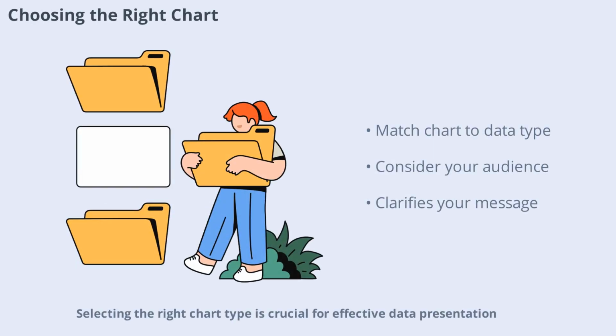Selecting the right chart type is crucial for effective data presentation. The choice depends on your data and the message you want to convey. For comparisons, bar charts work well. For trends, line graphs are best. To show proportions, use pie charts. And for relationships, scatter plots are ideal. Always consider your audience and the story you want to tell. The right chart makes your data clear and compelling.